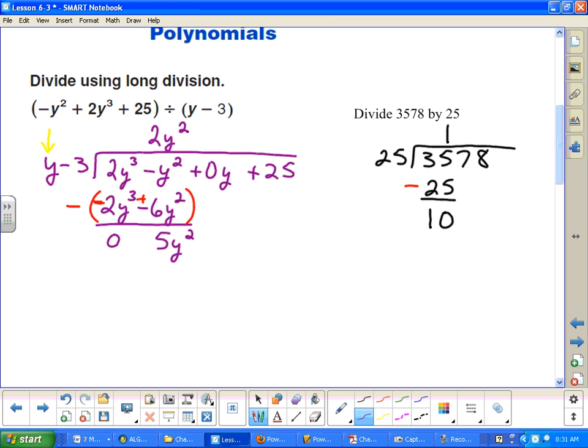All right, so what's our next step? Next thing we do over here with the numbers. We got to bring down the 7. Right, so we do that. Then we ask ourselves, how many times does 25 go into 107? Or what is 107 divided by 25? 4. So we put the 4 over the 7. Do our multiplication, we get 100, 25 times 4. And then once again, we're going to subtract.